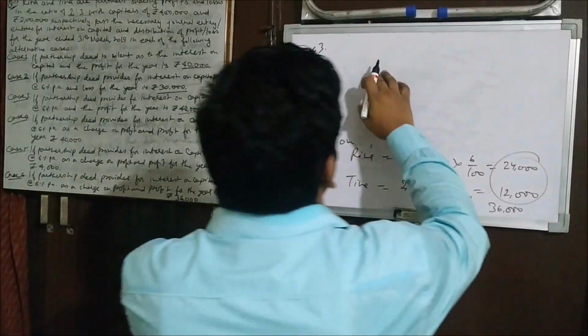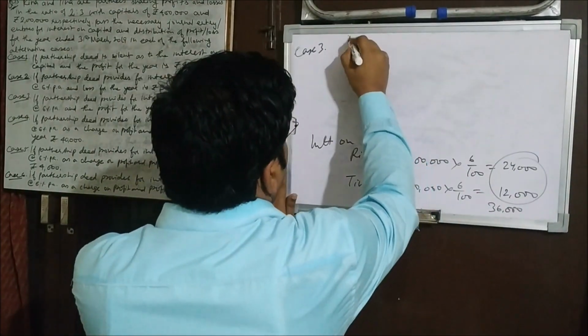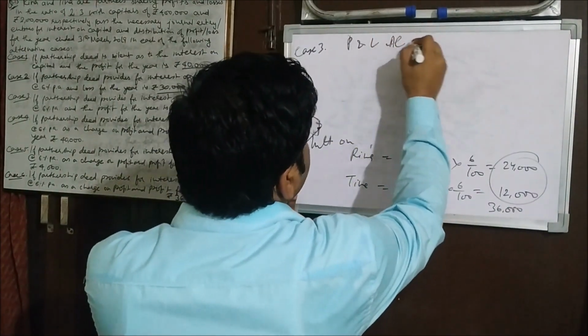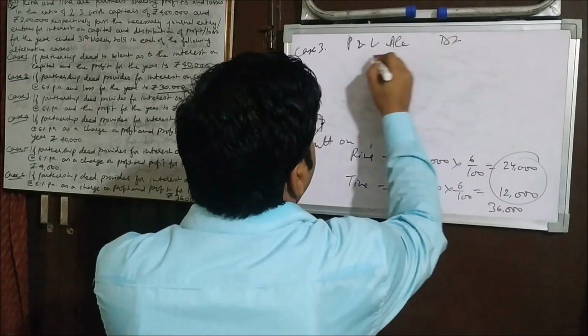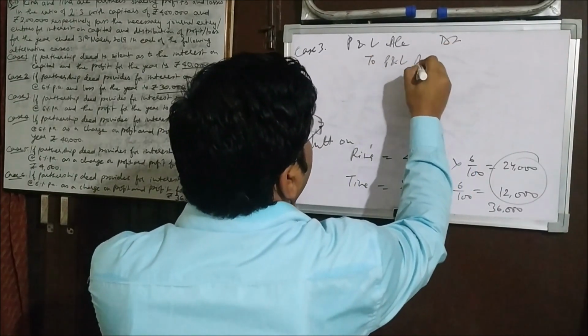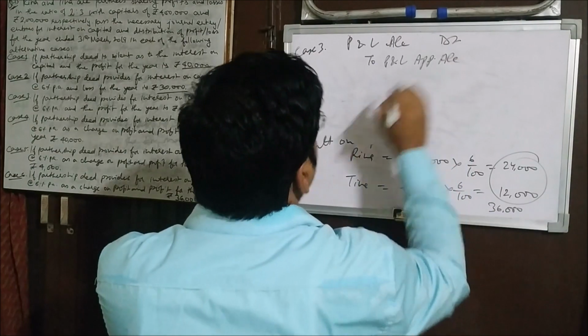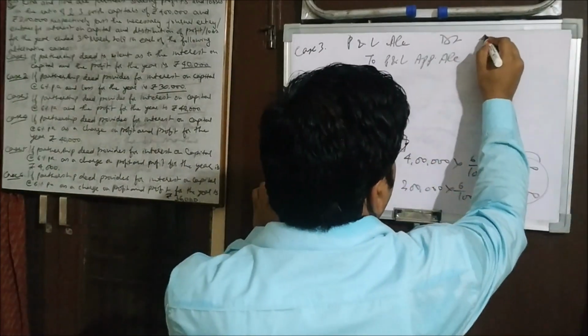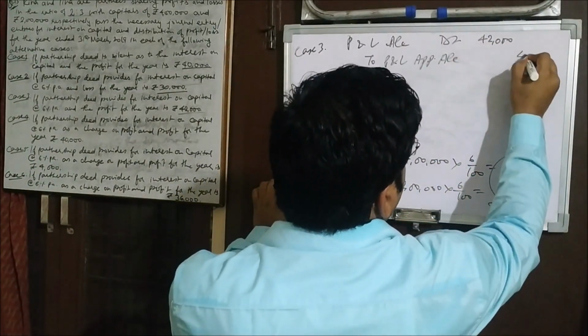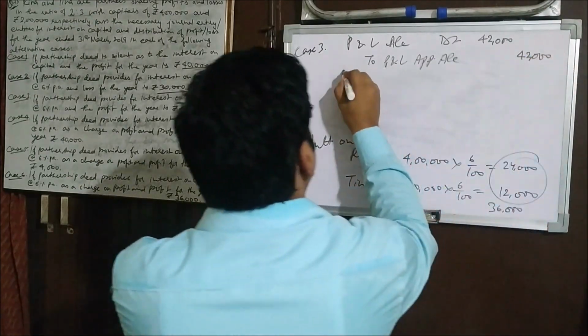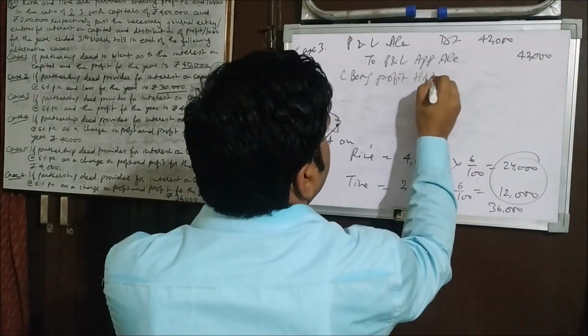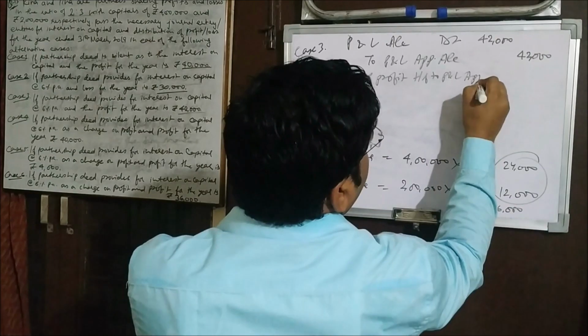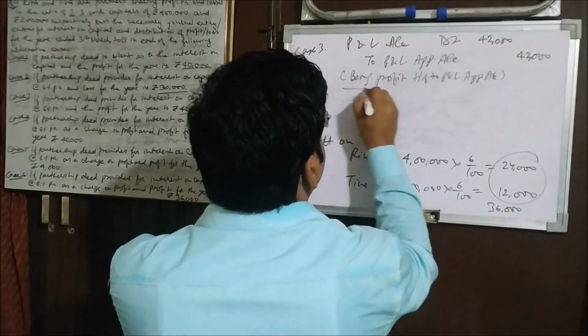In case 3, first we make the entry for transferring the profit. What will be the entry? Profit and loss account debit to profit and loss appropriation account. And the amount of profit is 42,000, being profit transferred to profit and loss appropriation account.